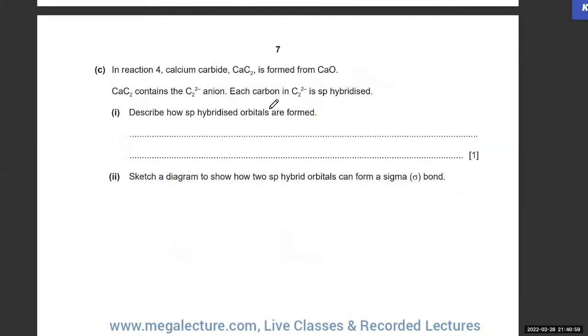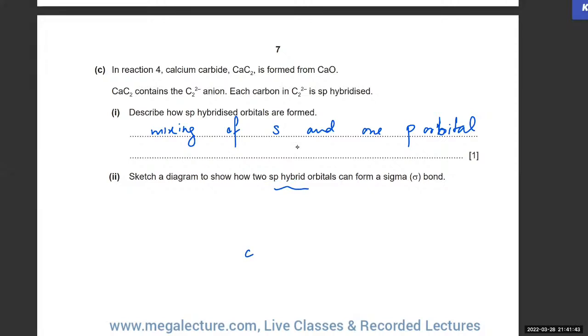This one, describe how sp hybridized orbitals are formed. So sp hybridization happens due to the mixing of one s and one p orbital. Okay, let me explain what hybridization is. What is sp hybridization? sp hybridization is when carbon forms 2 pi bonds. And this is exactly what they're looking for as well.